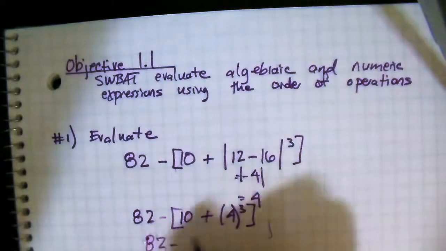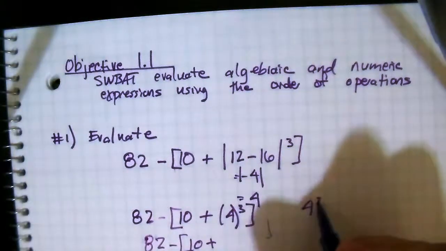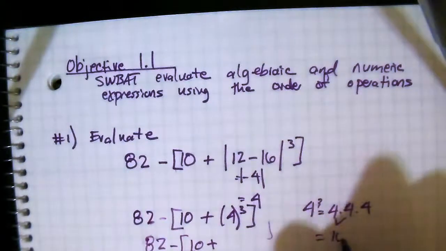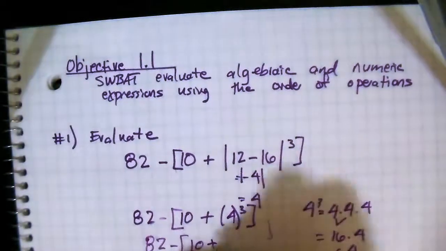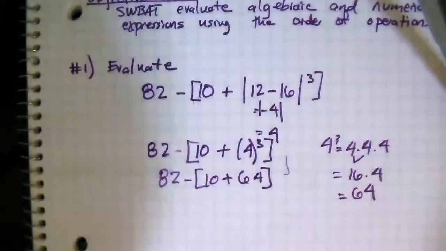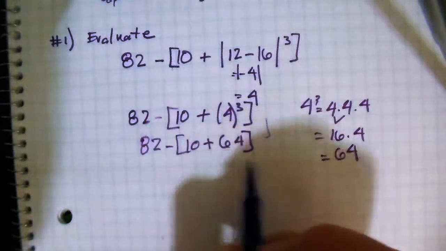We rewrite the other thing, 82 minus 10 plus, now we have 4 cubed. 4 cubed is equal to 4 times 4 times 4. That's equal to 4 times 4 is 16 times 4, and that's equal to 64. So this moves right there, 64. I'll move that up a little bit so you can see. So now we're left with 82 minus bracket 10 plus 64.